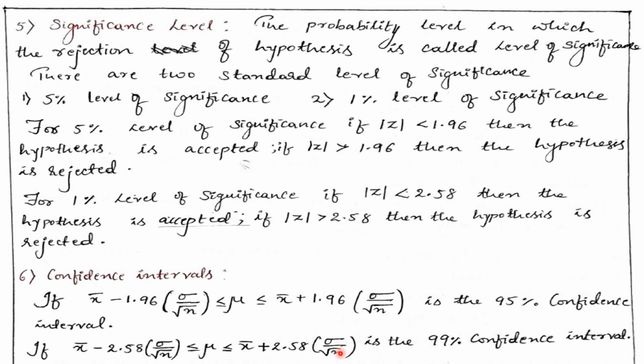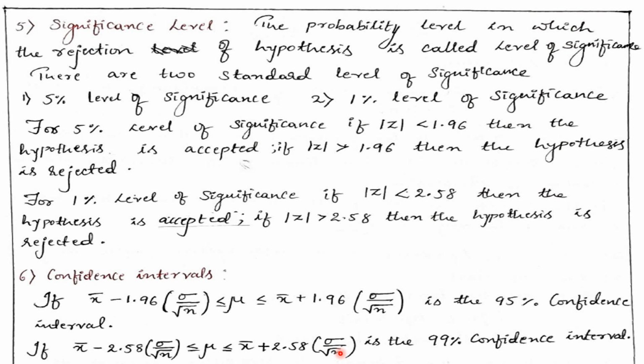So, these are the 6 definitions we have under sampling theory, which are very important for your examination. There will be one compulsory question in your examination regarding the definitions of sampling theory.